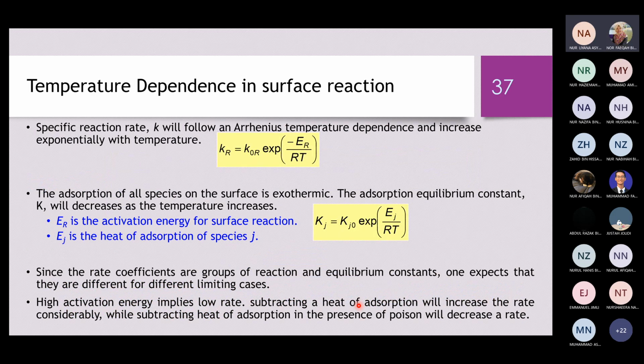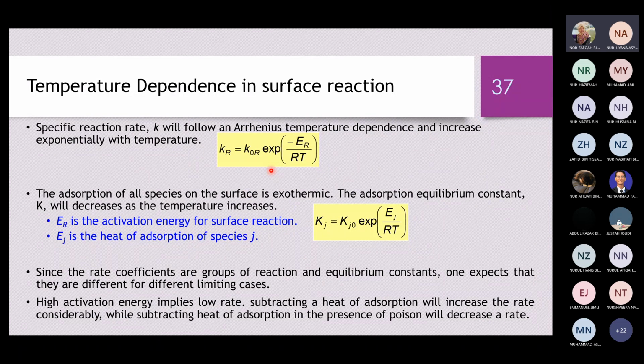Next, the effect of temperature. Okay, temperature dependence in surface reaction. So we focus on the surface reaction. The specific reaction rate K will follow an Arrhenius temperature dependence and increase exponentially with temperature. Okay, so this is for rate constants.